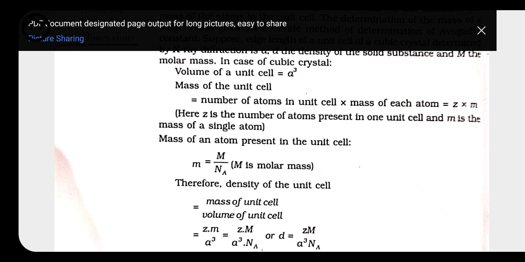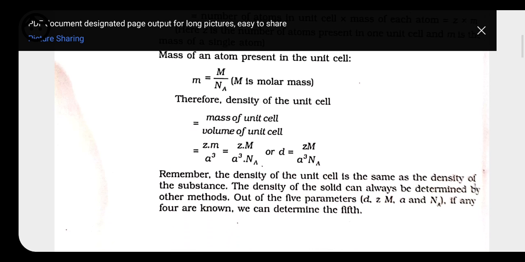And in SI unit, A is taken as what? A is taken as meter, M, that is mass, is taken as kilogram per mole. And then the unit of density of the substance is taken as kg per meter cube. Okay, so here the unit for density is kg per meter cube. So with the help of this, we can calculate density.